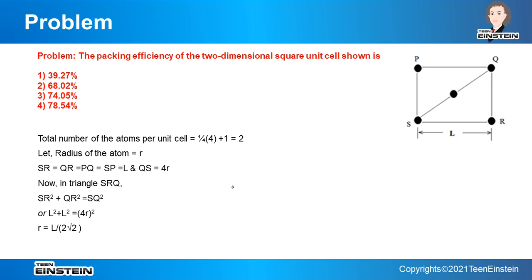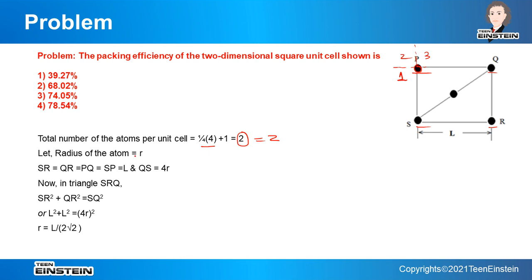For the total number of atoms per unit cell, the contribution of these 4 corner atoms is shared among 4 unit cells. Just extend this line, so there are 1, 2, 3 more unit cells. So each corner atom is shared among 4 unit cells, that is 1 by 4 of 4, and the central one has full contribution. So the total number of atoms is 2. It is actually the Z value.